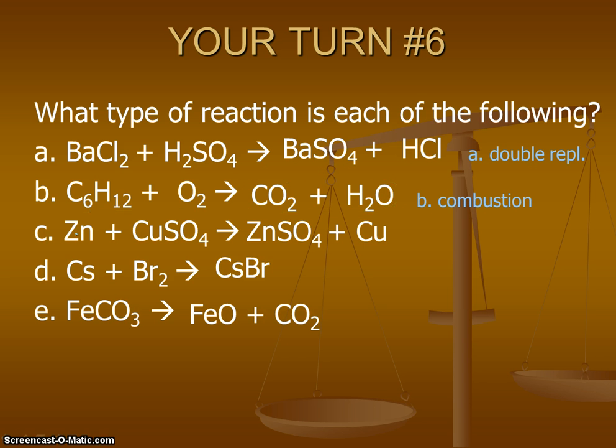For the next one, I have an element by itself and then an ionic compound. The 2 metals switched places to give me a new ionic compound and a different metal by itself. That is what you see in a single replacement reaction. For this one, I have 2 elements that came together to form one compound as a product, and that's what we see in synthesis. And then this last one is the reverse of synthesis. I have 1 reactant which broke apart into smaller pieces, and that would be a decomposition reaction.